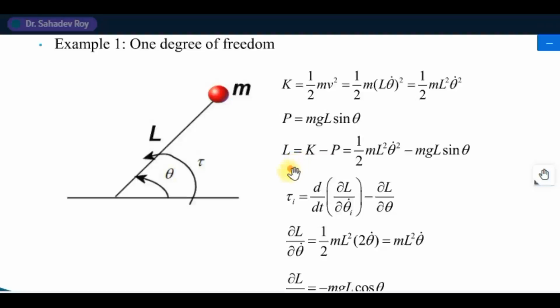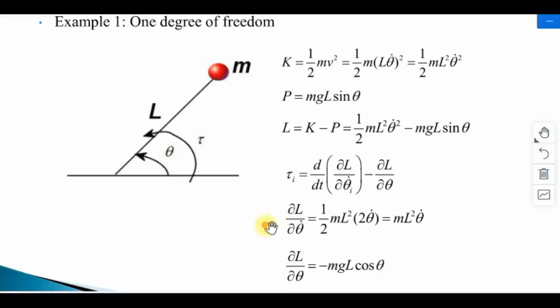Now tell me, this L and this L, are they the same or not? This L is the Lagrangian and this is the length. Okay, forget about this L.